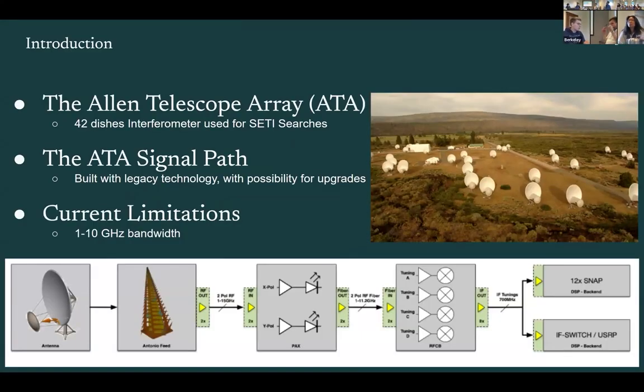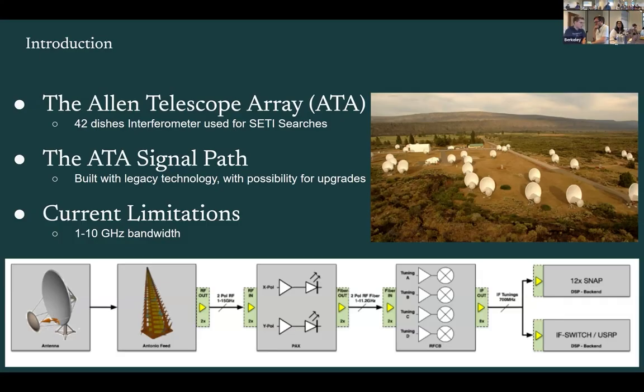So the Allen Telescope Array, it's an interferometer of 42 dishes. They're 6 meters, and they have this signal path. Many people here are used to dealing with signals in their computer, but those signals need a way to get there. They don't just magically go from space into computer. There is a signal path that involves analog components digitizing this. And specifically, this signal path is kind of old. It has some limitations. Some of those limitations are in the RFCB.